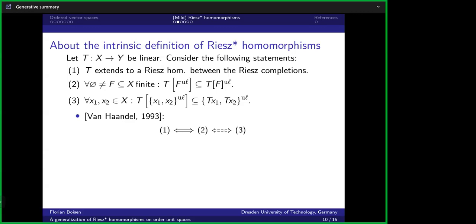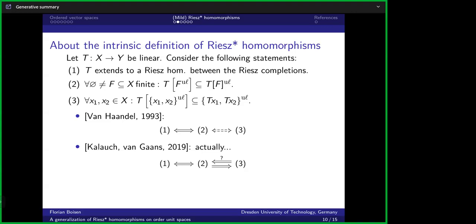But then, a couple of years later, Anke Kalauch, who's sitting here with us, and her colleague Onno have written a book on these pre-Riesz spaces and worked through Van Haandel's original proof. And they realized that Van Haandel made a mistake. And that the proof that statement number 3 implies 2, this so-called standard induction proof, is actually not true, or actually not obvious why it's true. There's a gap in this proof. And since then, it was an open question whether these 2 statements are equivalent.